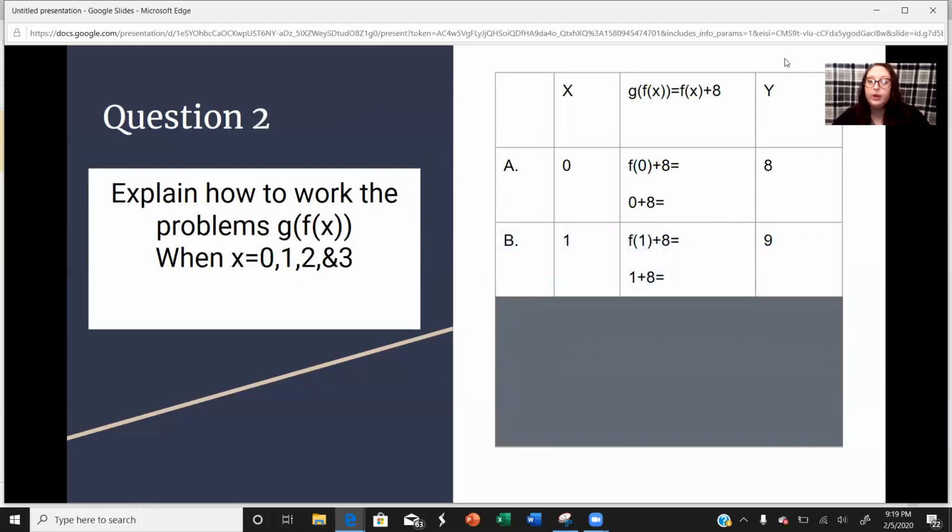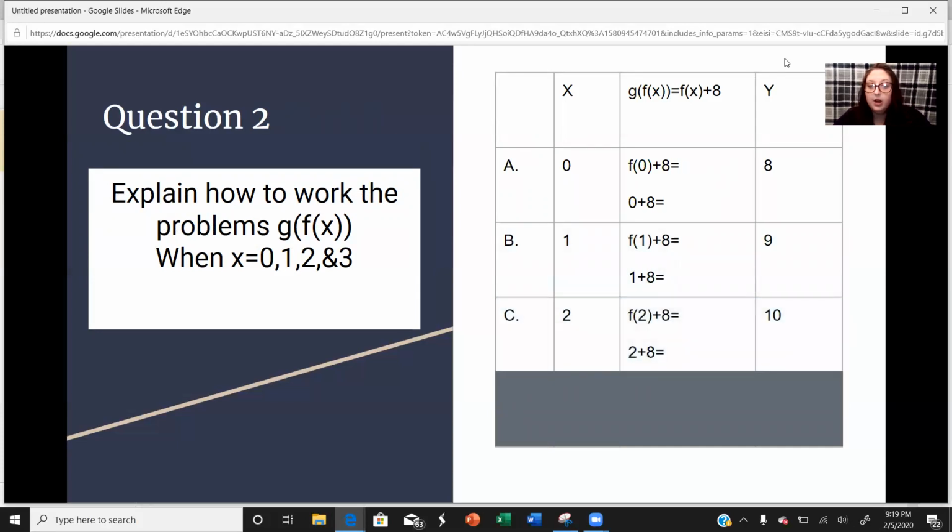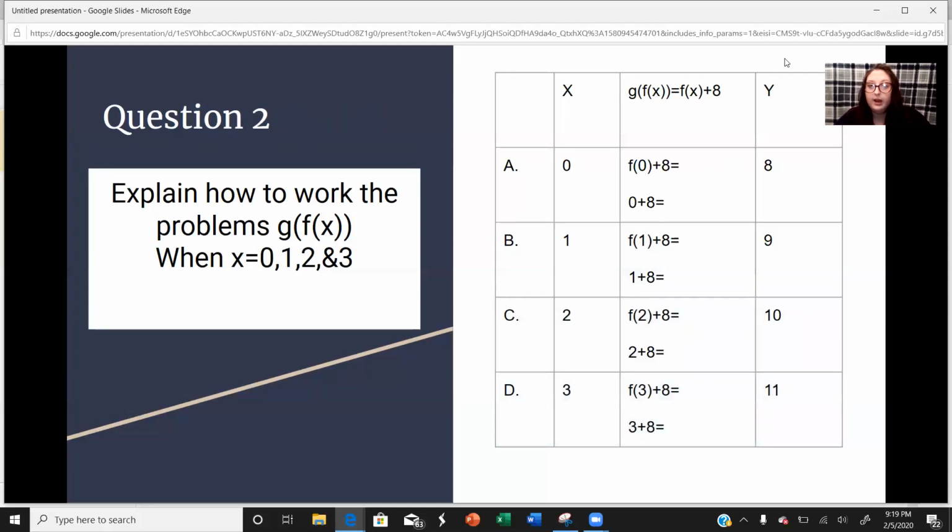In part B, we're going to replace this x with 1. So f of 1 plus 8. So 1 plus 8 is 9. Part C, the x is going to equal 2. So where we've got f of x, it would be f of 2 now plus 8. So we've got 2 plus 8 to equal 10. In part D, we've got x equaling 3. So the f of x is now f of 3. So 3 plus 8 equals 11.